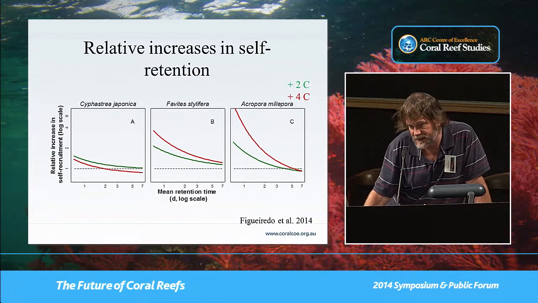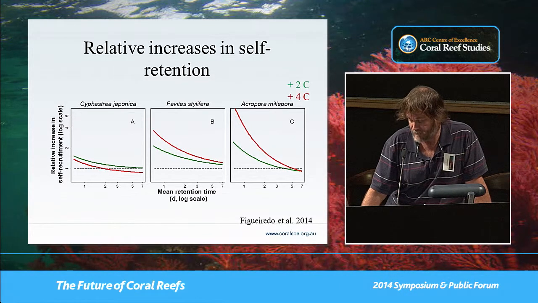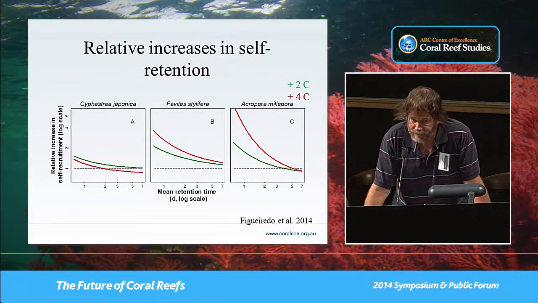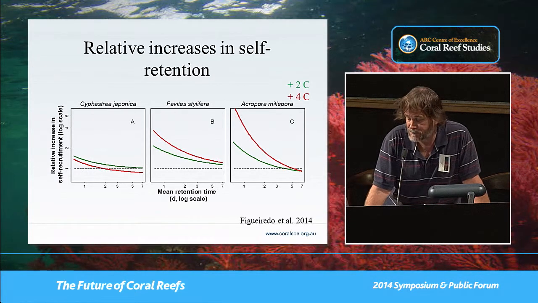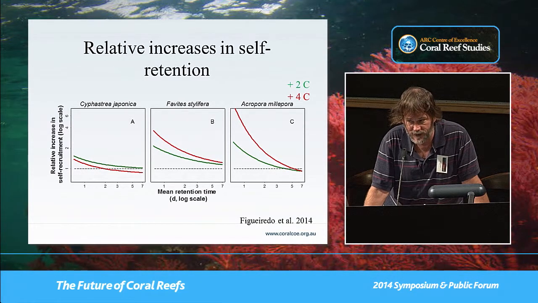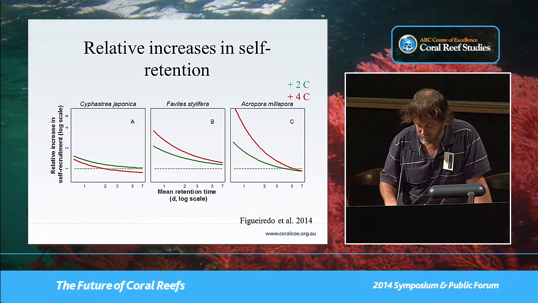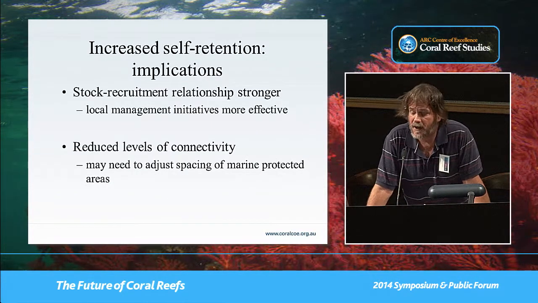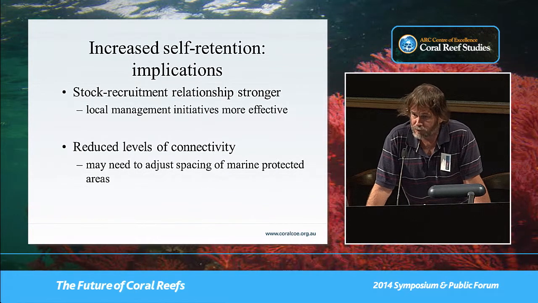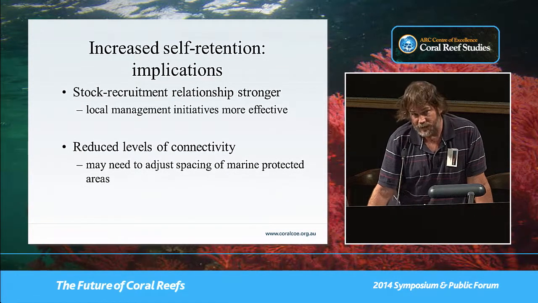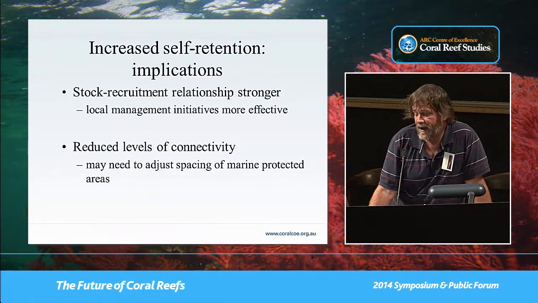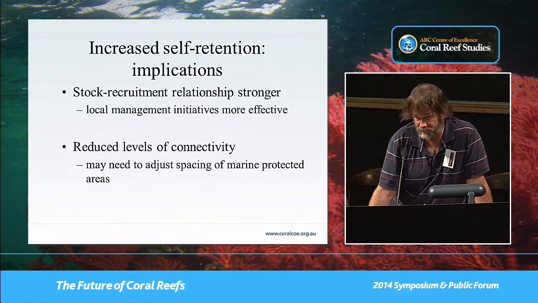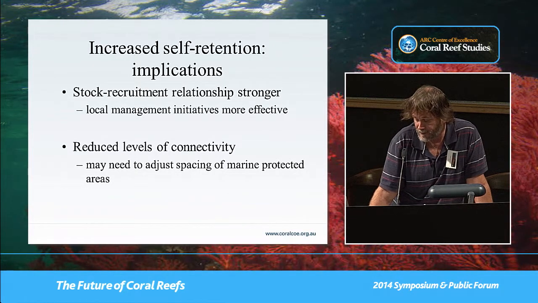The effect diminishes as average retention time increases. But average retention times on most reefs are on the order of 3 to 5 days. So in the vast majority of reefs, we're going to see quite dramatic increases in the proportion of larvae retained. So what are the potential implications of that? Certainly stock recruitment relationships are likely to be much stronger, and that's generally a good thing. Rates of recruitment are likely to be higher, and therefore reefs are likely to be more resistant to disturbance, at least at the local scale.